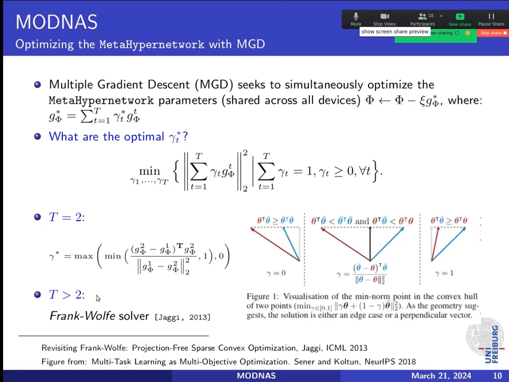And for T greater than two, what they do in the multitask learning as multi-objective optimization paper is they use the Frank-Wolfe solver, which is basically a convex optimization, gradient based method, where this analytical solution for T equal two is used inside the line search to compute these coefficients for every gradient with respect to every objective.